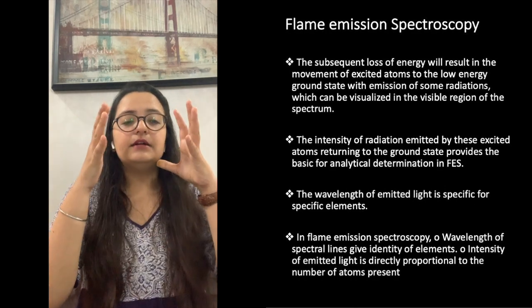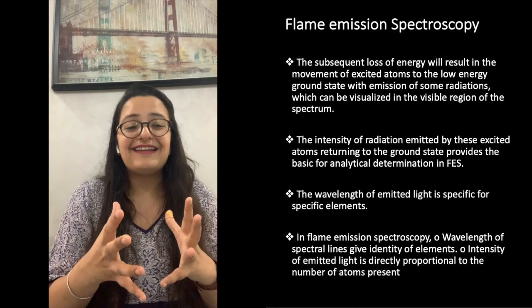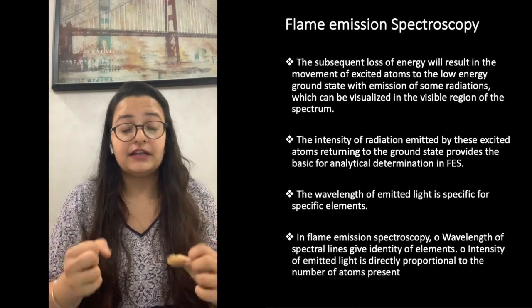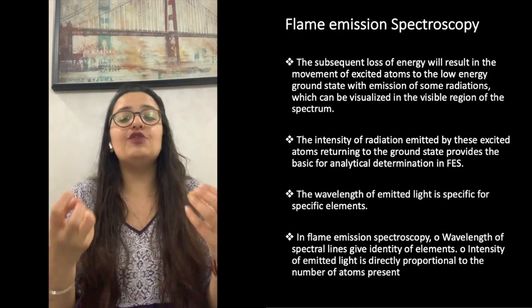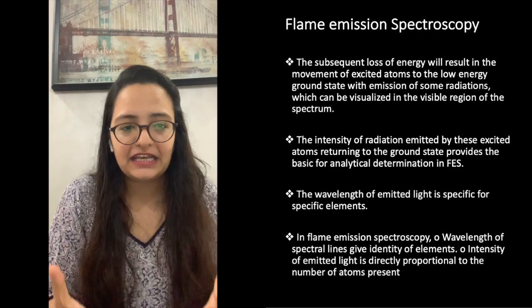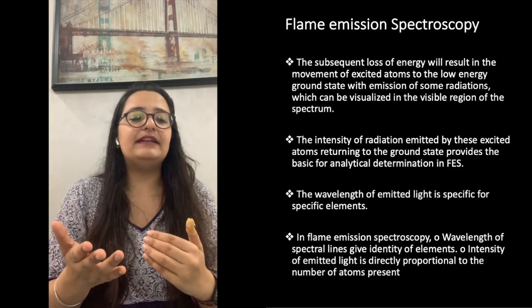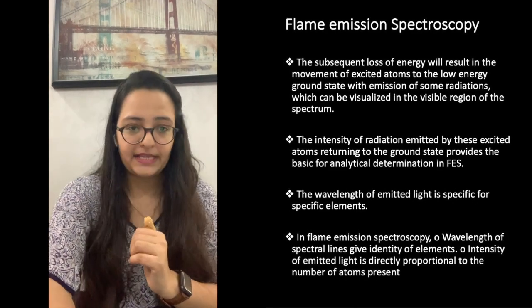In flame emission spectroscopy, the wavelength of spectral lines gives the identity of the element, meaning every element has different spectral lines. And the intensity of emitted light is directly proportional to the number of atoms present.